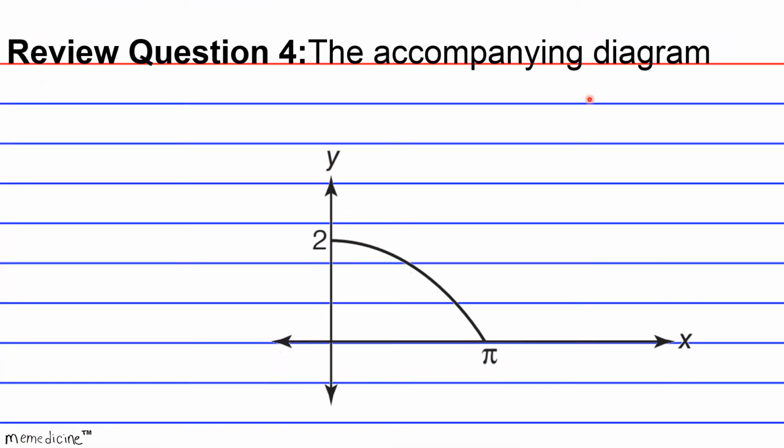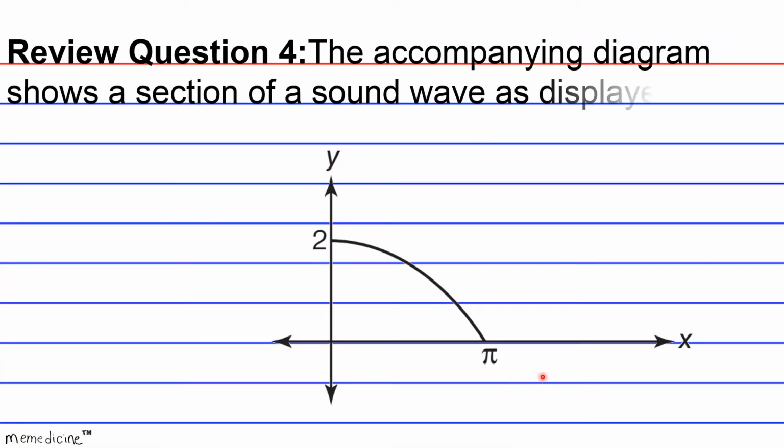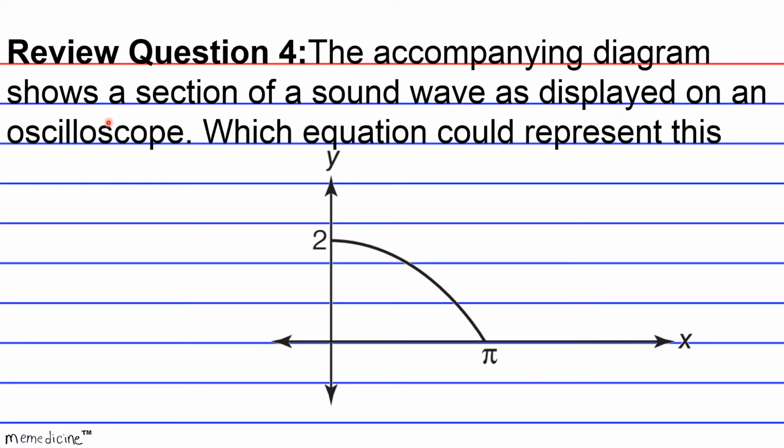Review question 4. The accompanying diagram shows a section of a sound wave as displayed on an oscilloscope. And for those of you who are wondering what an oscilloscope is, basically it's a device for viewing oscillations. And this is a short picture of an oscilloscope. Which equation could best represent this particular graph?